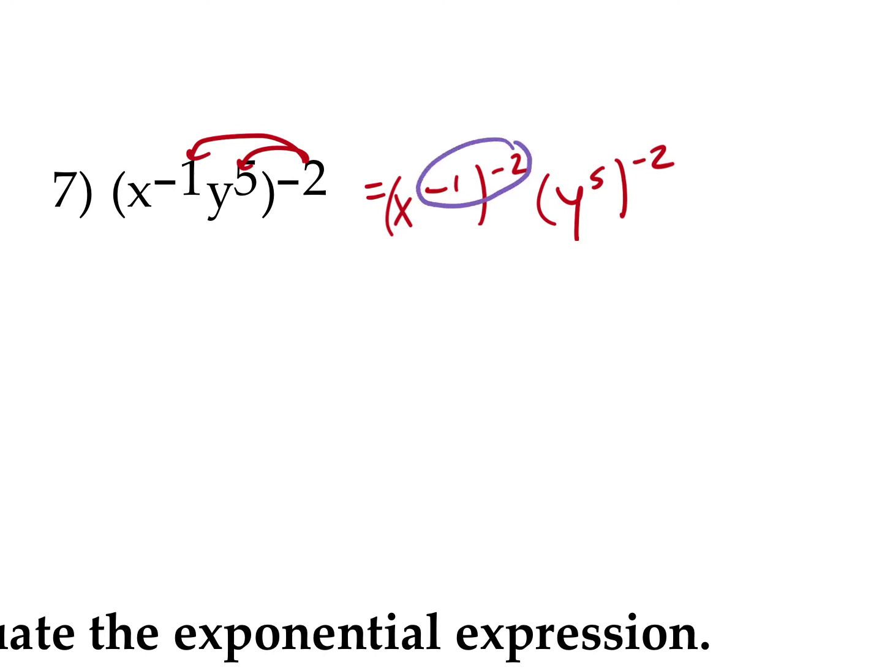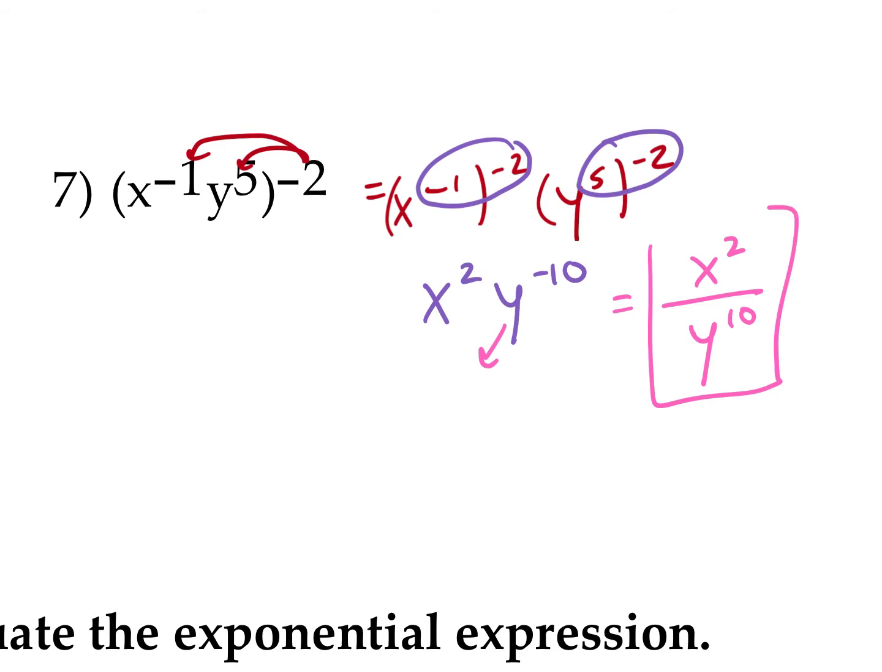Multiply the exponents. When you have a power raised to a power, we multiply. So this would be x squared and y to the power of -10. Now what can I do? Move the y down because it has a negative exponent, and we don't want negative exponents in our answer. So I have x squared on top, y to the 10th power on the bottom.